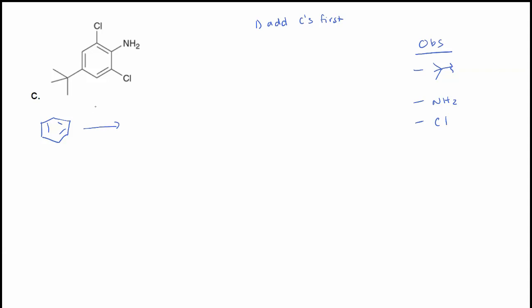I will add the tert butyl group first. That tert butyl group is an ortho para director. So the next group I add is going to be para, and I'm going to add the nitro group next, because that one is already para. Tert butyl is large, and so I don't have to worry about that going ortho.